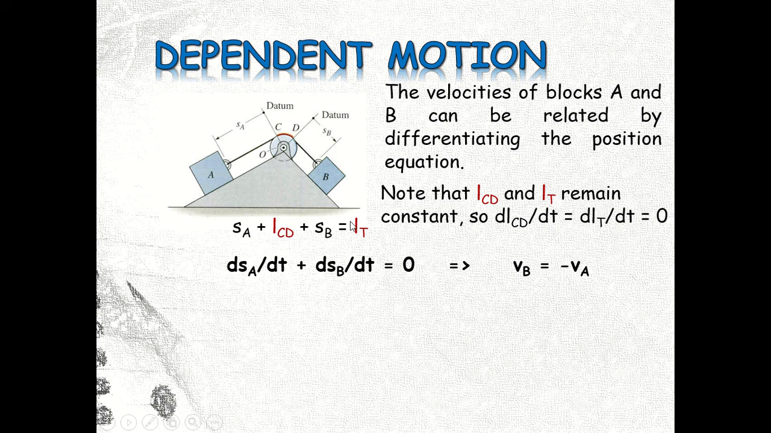And so it is with this one. The total length will not change. The total length of the chord will not change as block A and block B move up or down. So that's constant, and the derivative of a constant is equal to 0. That's why we have this equation after differentiating the position coordinates equation: the derivative of the position coordinate of block A with respect to time plus the derivative of the position coordinate of block B with respect to time equal to 0.